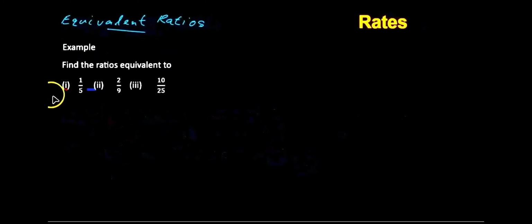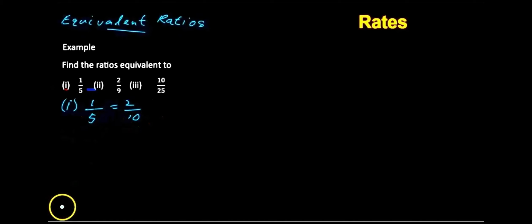Let's do an example on equivalent ratios. Let's do part 1. We have to find the equivalent ratios of 1/5. Multiply the numerator and denominator of this ratio by 2. We get the equivalent ratio 2/10. Multiply the numerator and denominator of 1/5 by 3. Then we get the equivalent ratio 3/15.